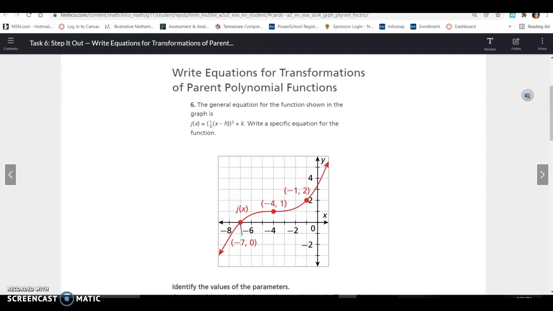Lesson 3.1, task 6. Write equations for transformations of parent polynomial functions. The general equation for the function shown in the graph is J of X equals, and this time we've got the B, so we've got parentheses 1 over B times X minus H raised to the 3rd power plus K. Write a specific equation for this function.